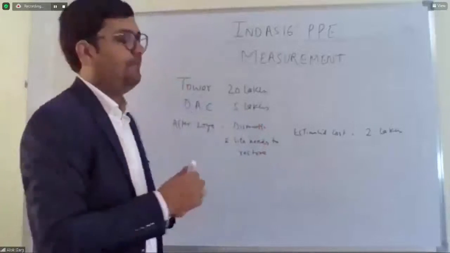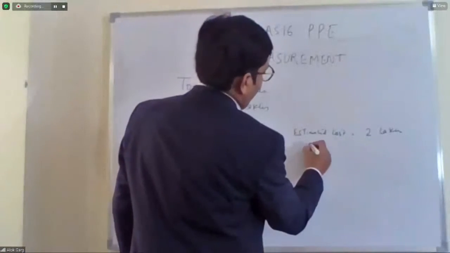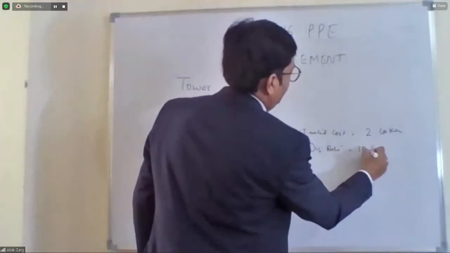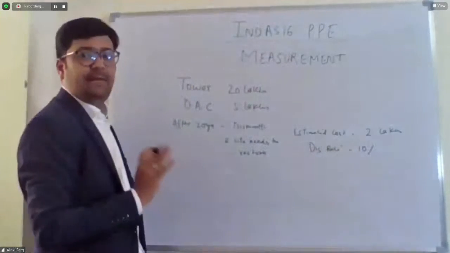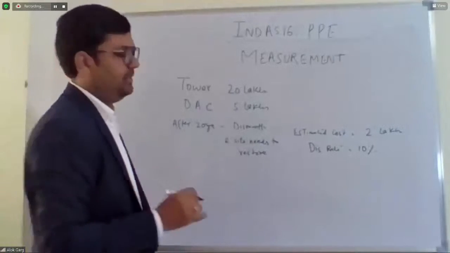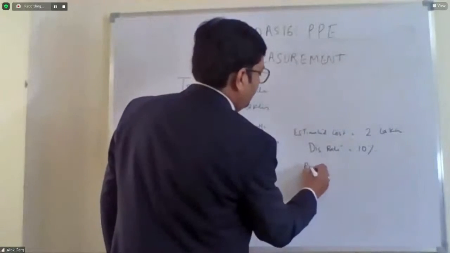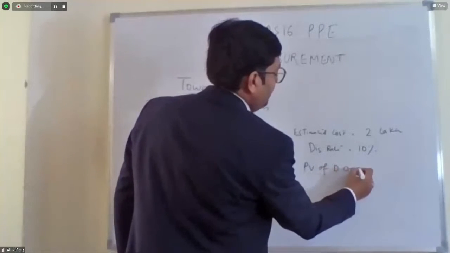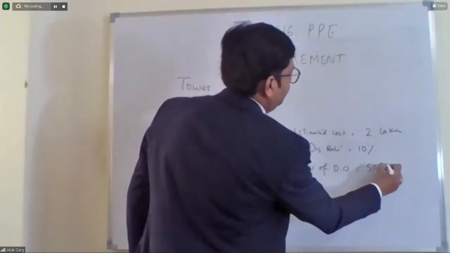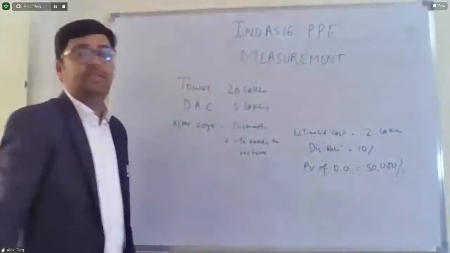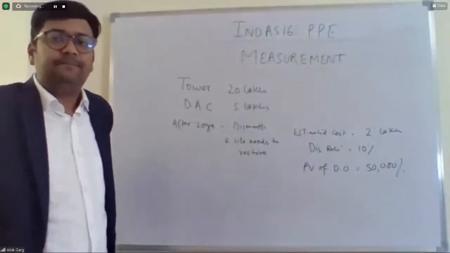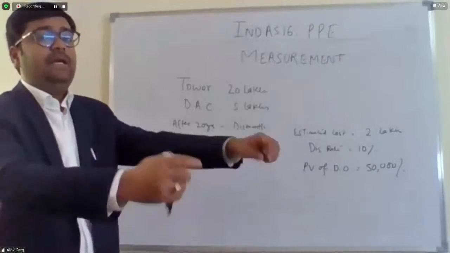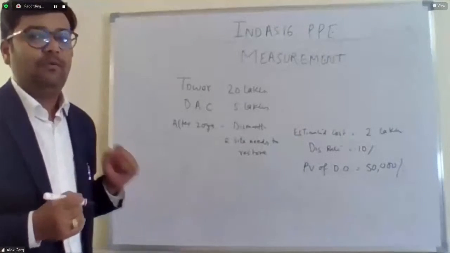For example, the discount rate is 10%. I'm just taking an example, I'm not going for the exact calculation. So the present value of this dismantling obligation is, let's say, 50,000 rupees as on the date when the asset is acquired. So what will be the accounting entry?